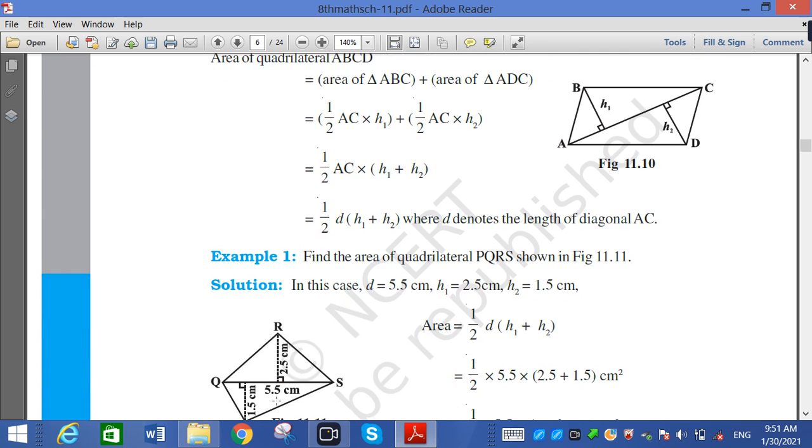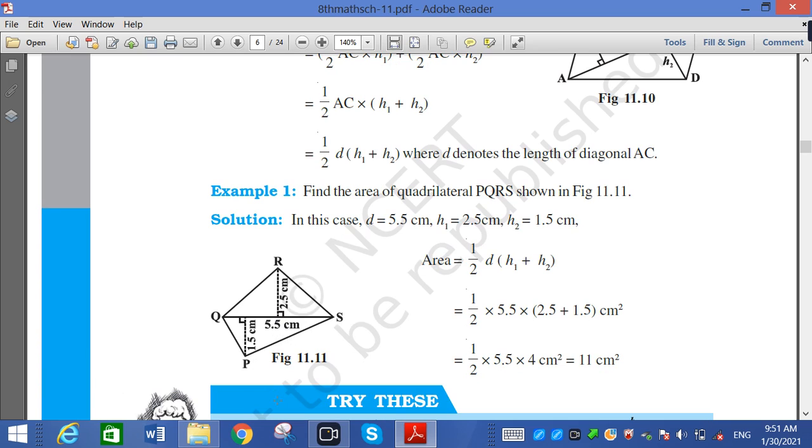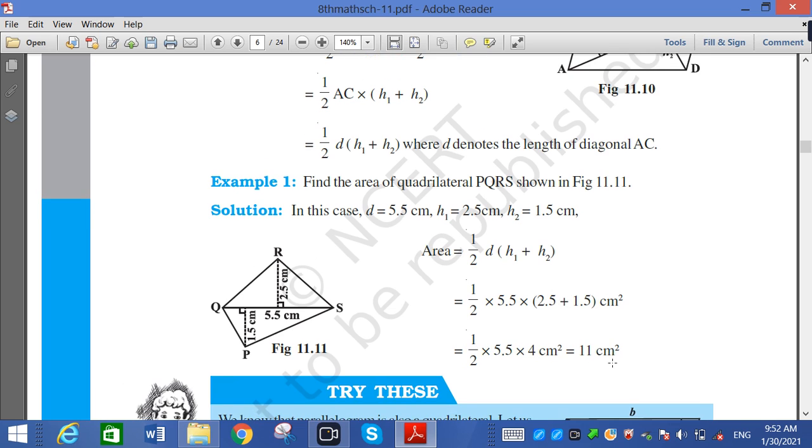Now find the area of quadrilateral. One sum is there. We can easily do it. We have to just put values because the diagonal is 5.5, then 5.5, 2.5. So first formula we have to write: half into d (h1 plus h2). Half into 5.5 multiplied by, in bracket, 2.5 plus 1.5. So half into 5.5 into 4, that is 11 centimeter square.